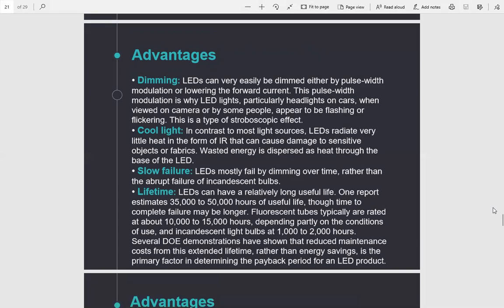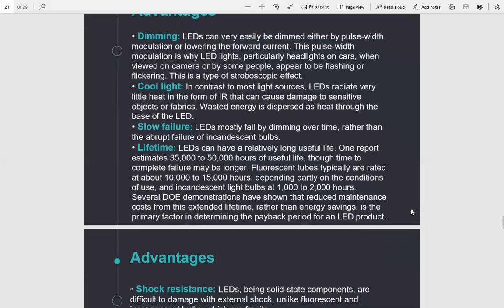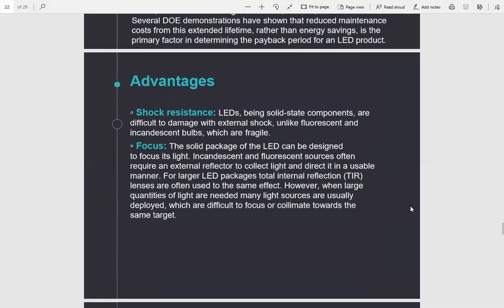Several DOE demonstrations have shown that reduced maintenance costs from this extended lifetime, rather than energy savings, is the primary factor in determining the payback period of an LED product. Shock resistance. LEDs, being solid-state components, are difficult to damage with external shock, unlike fluorescent and incandescent bulbs, which are fragile.